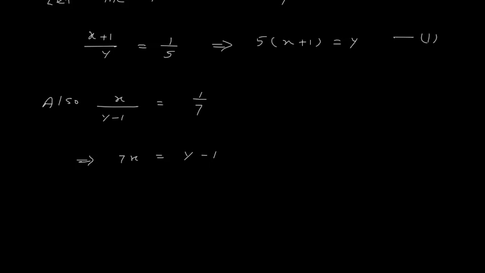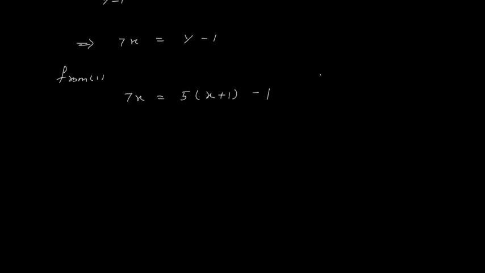So from 1, 7x is equal to, in place of y, I will replace 5 times x plus 1, and here it is minus 1. So this is 7x equal to 5x plus 5 minus 1. So this gives me 5x, 5 minus 1 is 4. This is 7x. So therefore 7x minus 5x equal to 4. 7 minus 5 is 2x. So I have 2x is equal to 4.